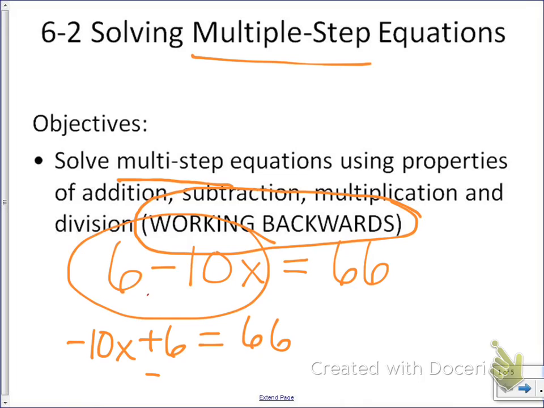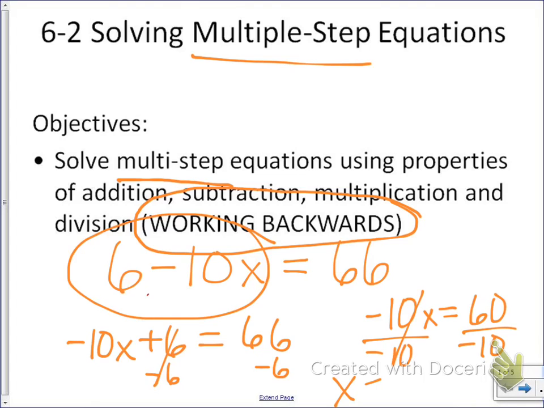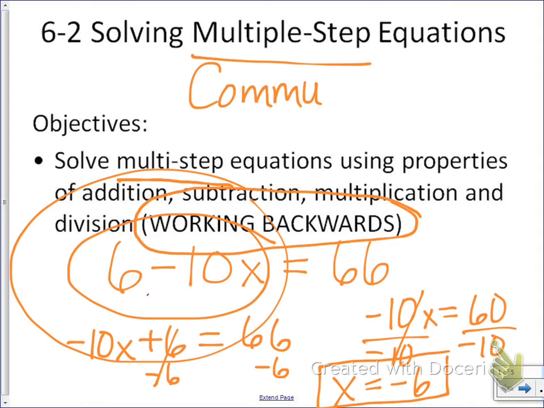And so then you would know to subtract 6 from both sides. And then you'd have negative 10x equals 60. And then divide by negative 10. And you have x equals negative 6. This is called the commutative property. You're going to need to use it. Okay, pause the video if you need to, but we're going to go over how to do this.